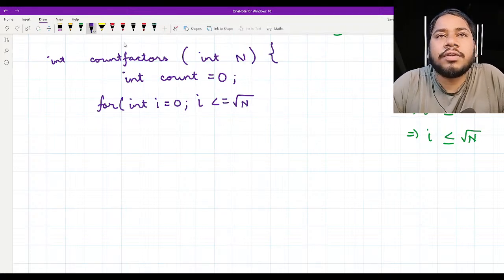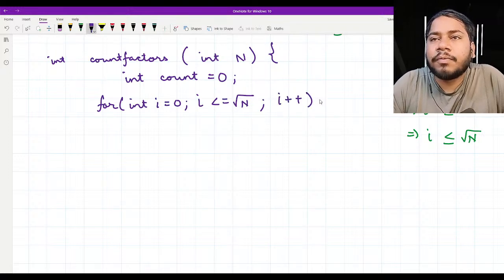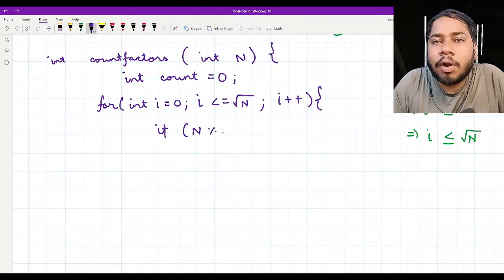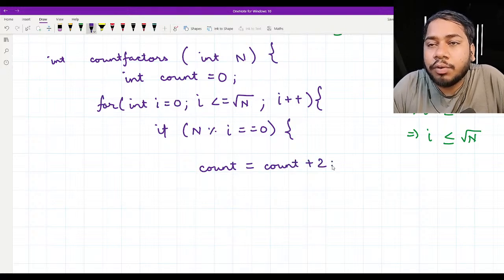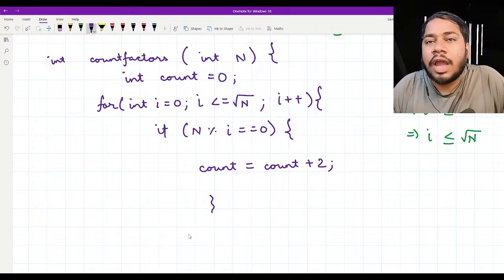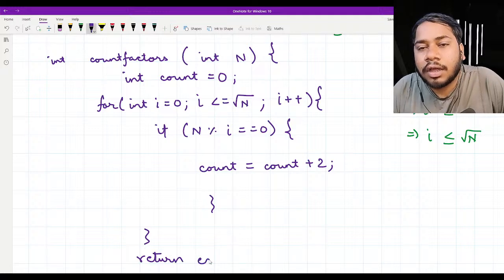We'll tell you, just wait. Just let it be. So we will write this, and in that, what we will do? We can write if n modulo I is equal to 0, then count is equal to count plus 2. This is the logic, guys. And after coming out of this, we will return that count.